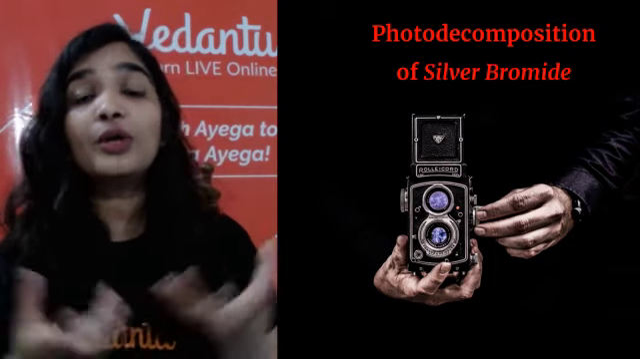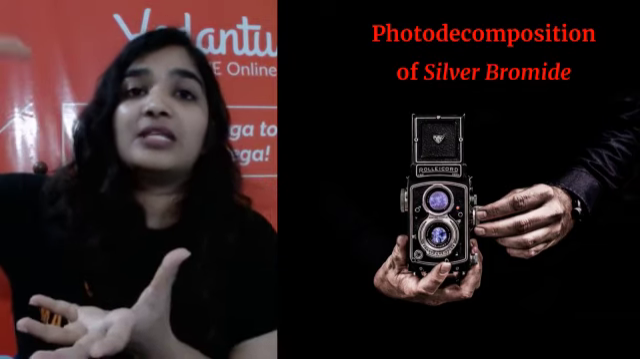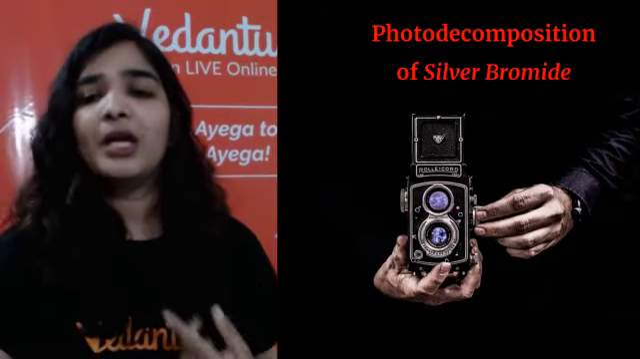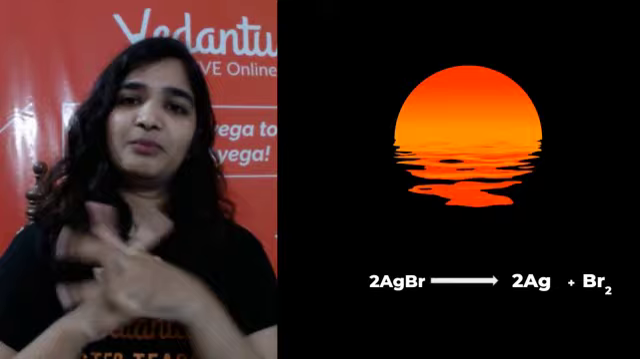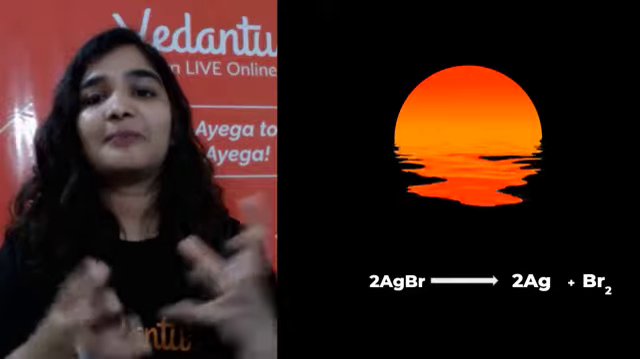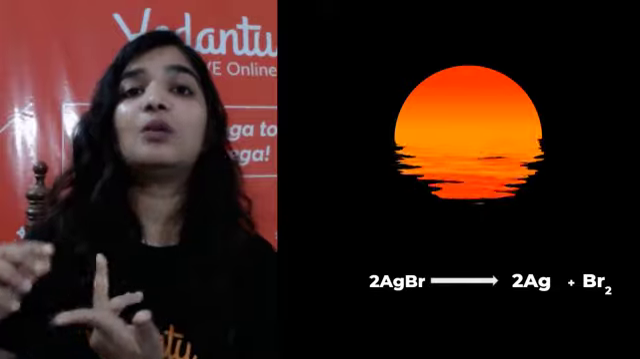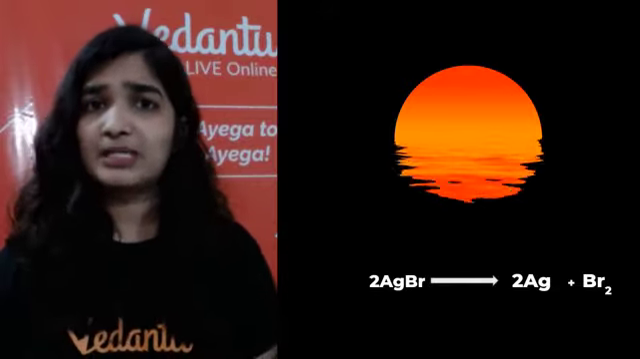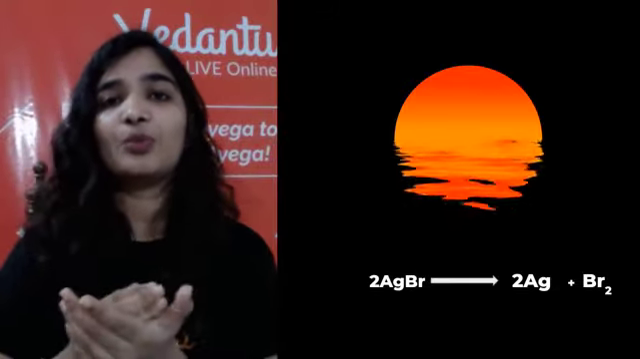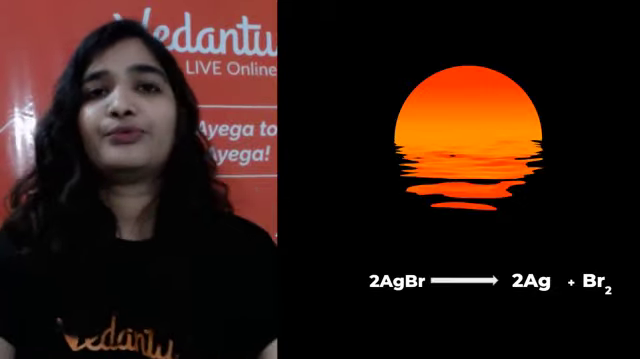Photo decomposition means this particular decomposition takes place in the presence of sunlight, or is carried out by sunlight. Let us look at the reaction. Very beautiful, it's sunset, but what I am trying to say is, in the presence of sunlight, silver bromide will undergo decomposition to give silver and bromine. Everyone knows bromine is a gas, so it will evolve, whereas silver, as it is opaque, will be stuck onto the film, and that is how you get black and white photographs.